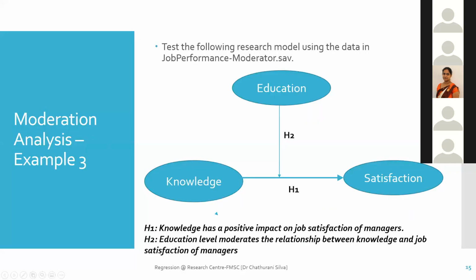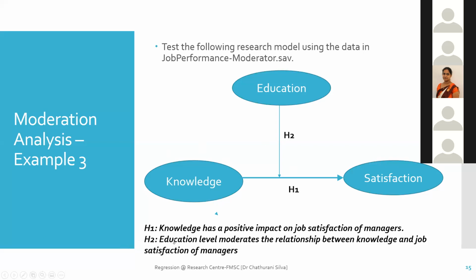H1 is supported. Knowledge was significant, knowledge got a small p-value, right? So knowledge has a positive effect on satisfaction. That means hypothesis 1 is supported, but not hypothesis 2 related to the interaction effect, right?